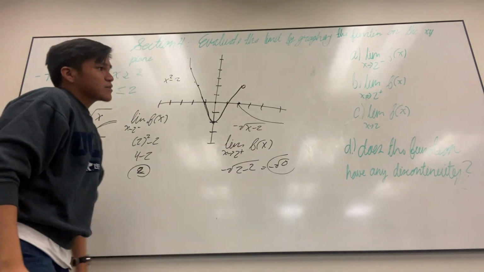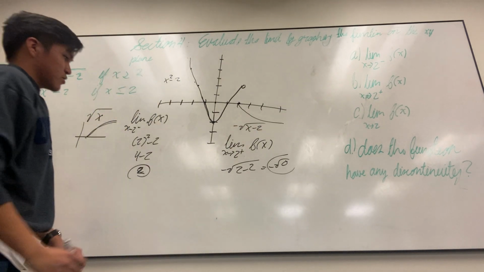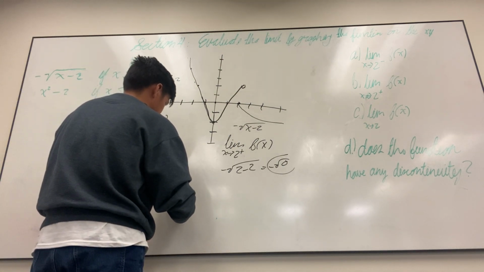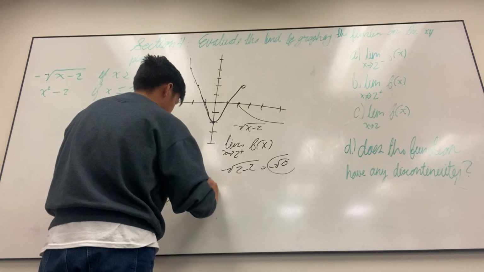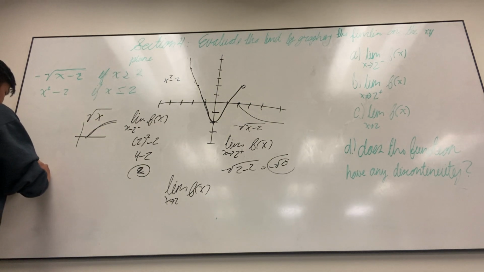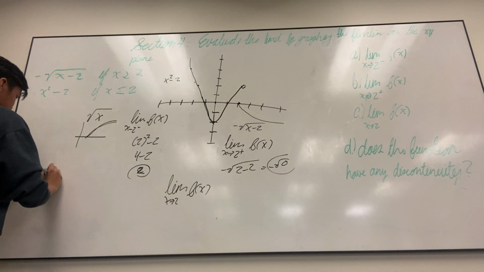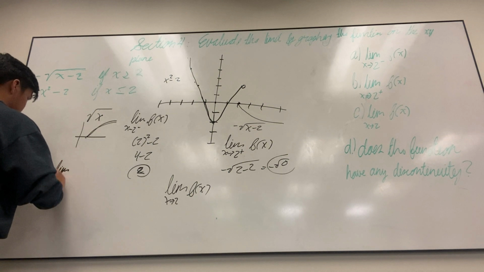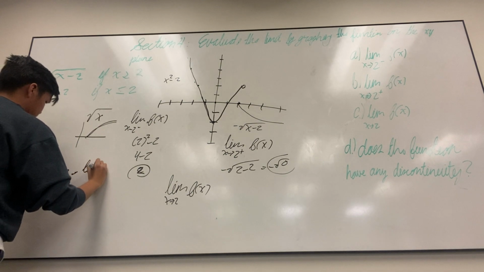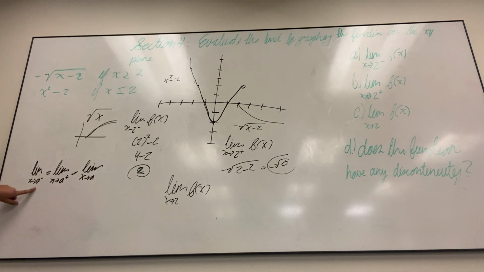Our last one to ask is the limit of f of x as x approaches 2. So we have a limit of x approaching 2 for f of x. Now to find this limit, you must remember that in order for a limit to exist, the limit from the negative side, so x approaching a from the negative side, must equal the limit of x approaching a from the positive side, which equals the limit of x approaching a. That's how you know a limit exists. If the negative side and the positive side both equal, that's your limit.